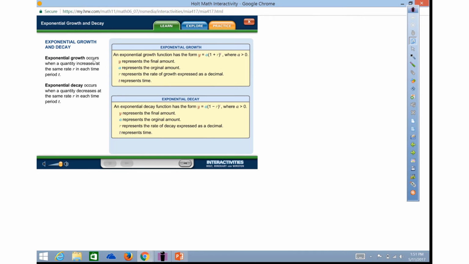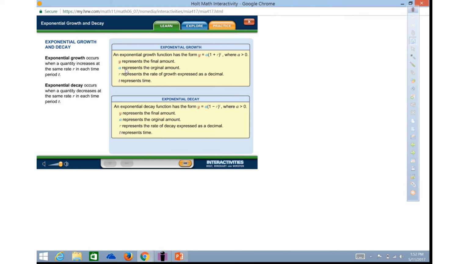Okay, exponential growth occurs when a quantity increases at the same rate over a period of time. And exponential decay occurs when a quantity decreases, but it's never going to be smaller than zero. And so when we take a look at these, exponential growth is this form right here: y = a(1 + r)^t. Okay, a has to be bigger than 0, so a has to be positive.